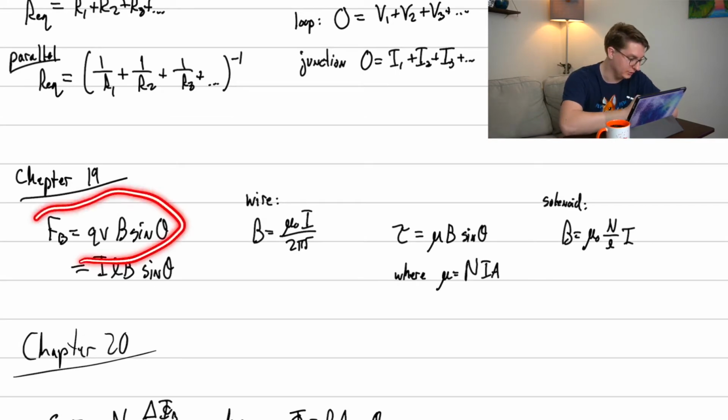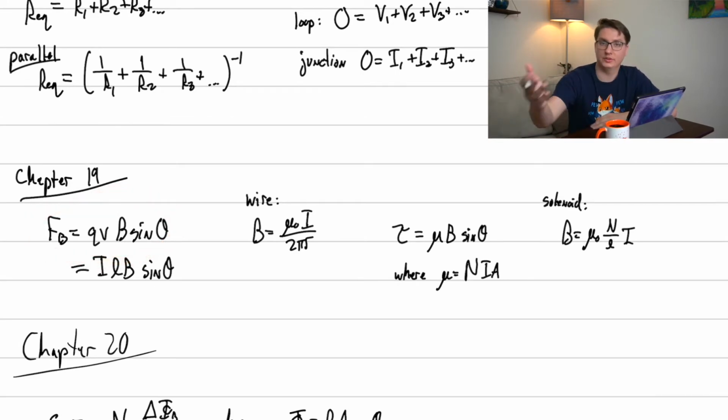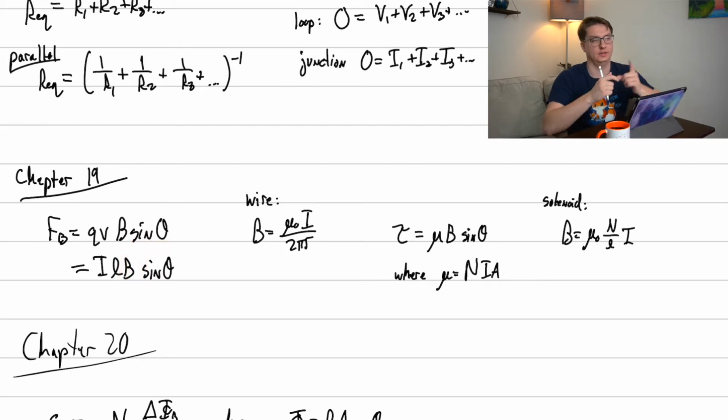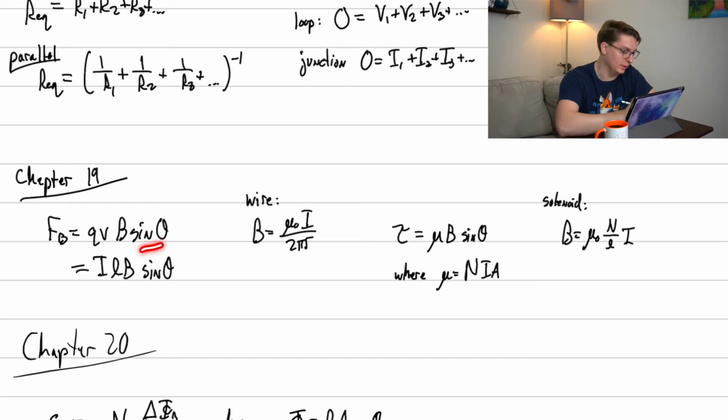Chapter 19, we started talking about magnetic fields. We learned how to calculate the magnetic force on a charge and on a wire. So here I have a charge and a wire, and the force depends on there being a magnetic field. There has to be a charge present, and that charge has to be moving. The same thing down here: the charge is moving, it has some length of wire, and there has to be a magnetic field, and there is the angle between the magnetic field and how it's moving. If they're pointing the same way, sine of 0 equals 0.